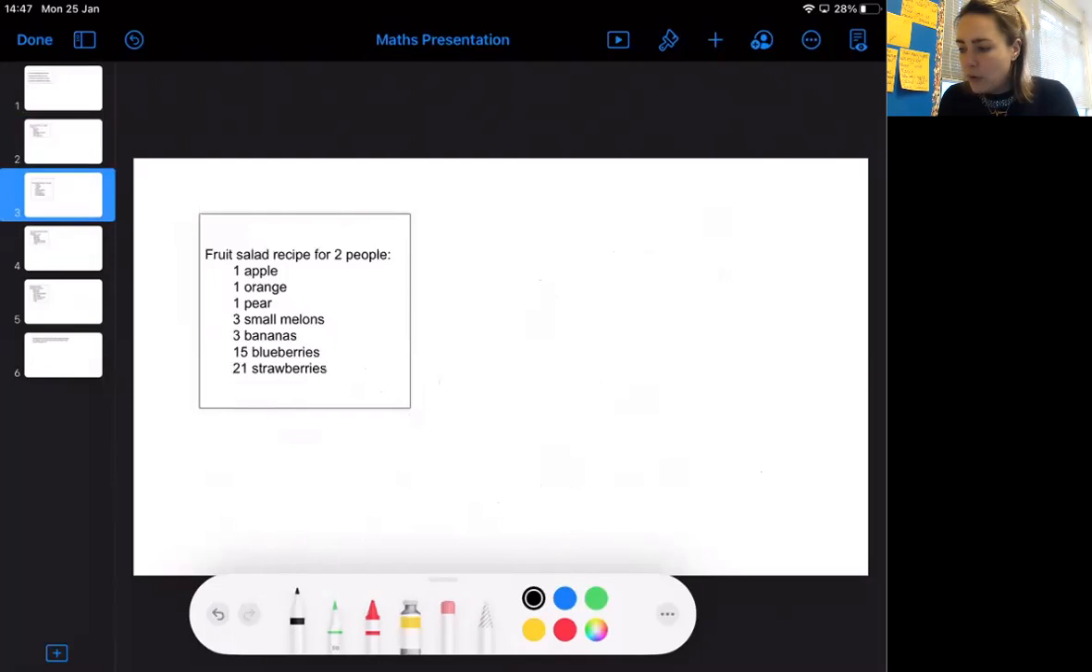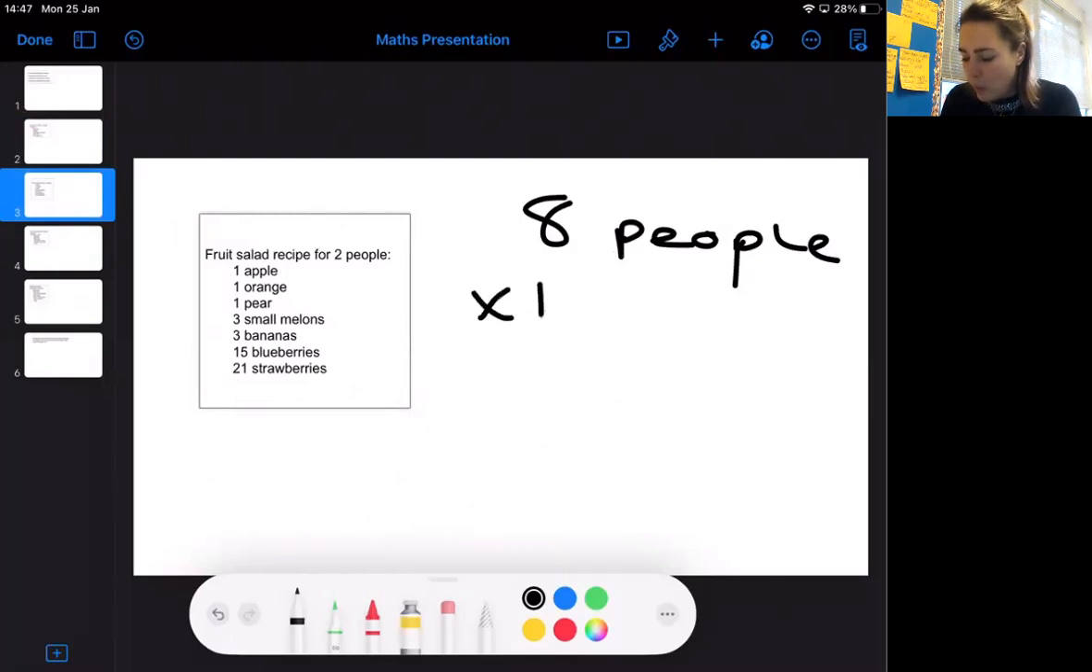Let's have a look here. I've got a fruit salad for 2 people. What happens if I want to make this fruit salad for 8 people? What do I need to do? I need to multiply it by 4. I need to make it 4 times bigger. So I need to multiply every ingredient by 4 to make it 4 times bigger. So my 1 apple becomes 4 apples. I need 4 oranges and 4 pears.